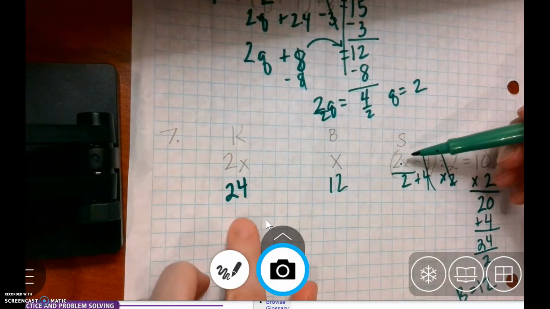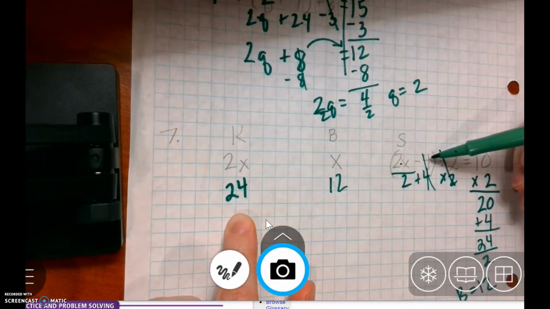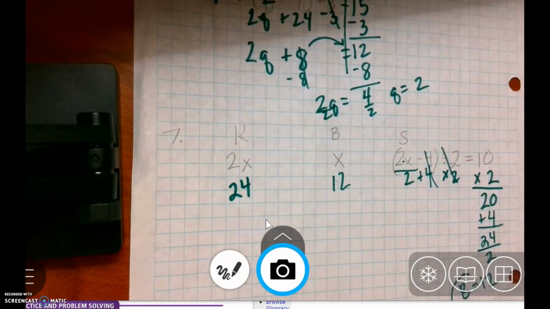So if I take what Keisha had doubled, that'd be 24. Take away 4 would be 20. And divide by 2 would be 10, what Sheldon read. So my answer is Ben read 12.